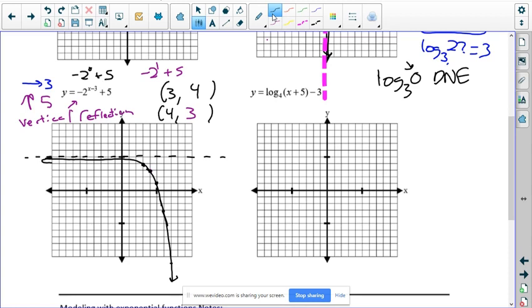Now on this log function, I can't have the argument of this log be 0, just like in the other situation above with log base 3 of x. So I cannot have x equals -5. X equals -5 is a vertical asymptote, because we can't have x equaling -5.